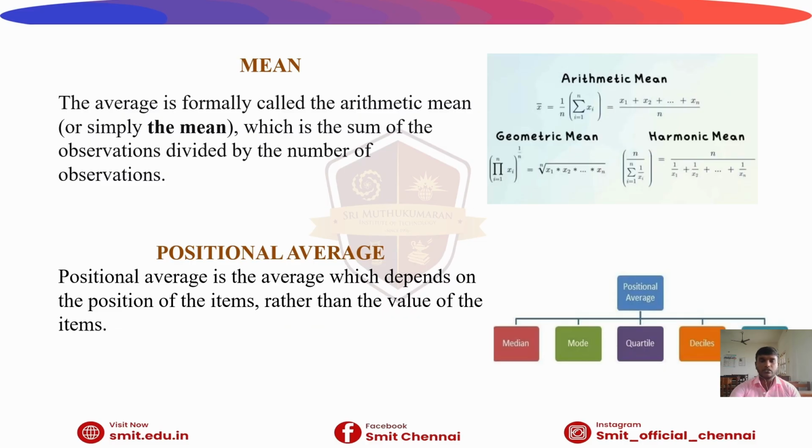Then positional average. Positional average depends on the position of items rather than their exact values. Median and mode are positional averages. They are determined by where values fall in the ordered data set, not by the magnitude of every value. The positional average is divided into median and quartiles.